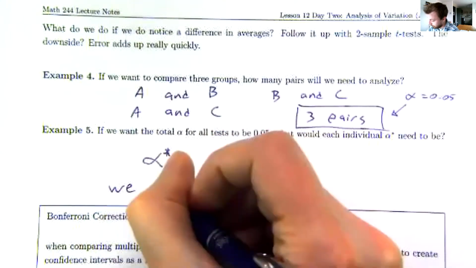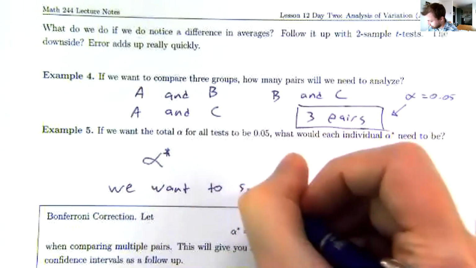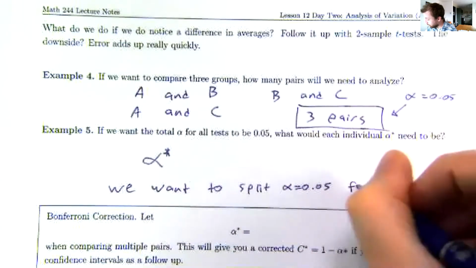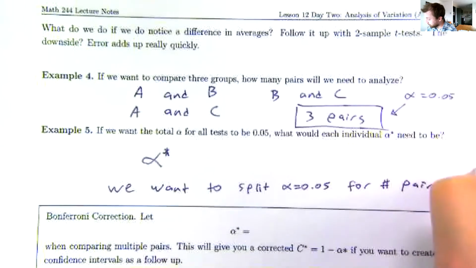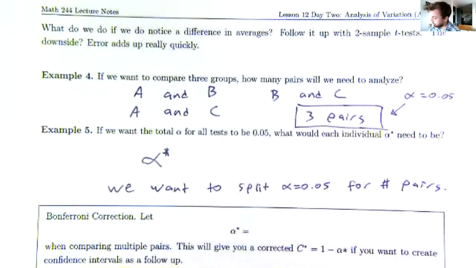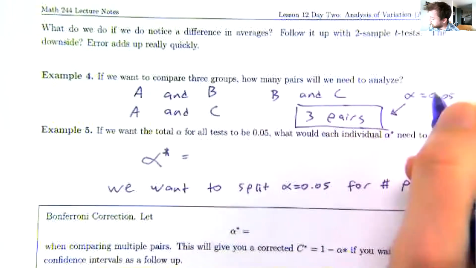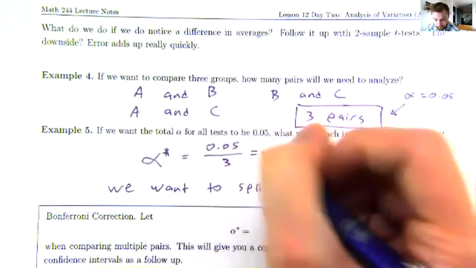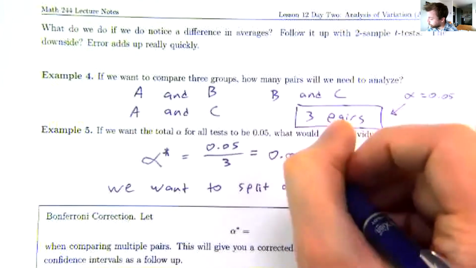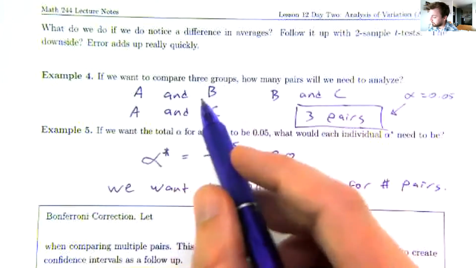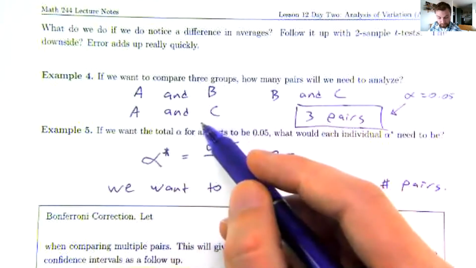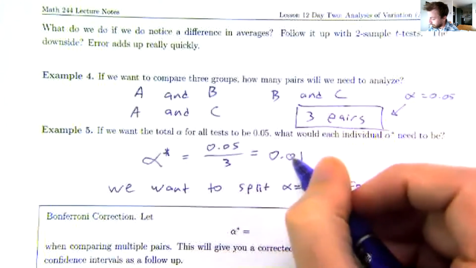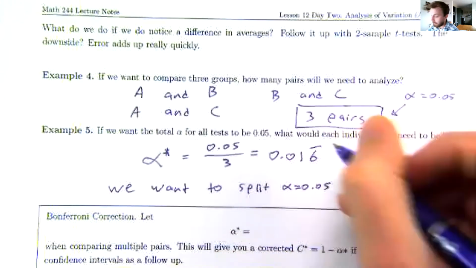So we want to split this alpha for the number of pairs that we're dealing with. So I had 1, 2, 3 pairs. I was using an alpha of 5%, so I'm taking this 5% and splitting it up 3 times. If I was following this up with a whole bunch of hypothesis tests, a test for A and B, a test for A and C, and a test for B and C, I would want to use an alpha level of 0.016 repeating. I'm splitting that into 3.